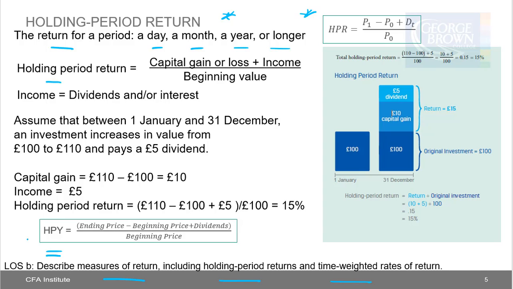So you can see I've also put it down here, HPY. Sometimes it's HPR or holding period yield, it doesn't matter, different nomenclatures, but simply it's the ending price minus beginning price plus the dividends divided by the beginning price. And as you can see, the ending price minus the beginning price is your capital gain or loss. Okay, so the holding period return, I like to often refer to it when I'm speaking quickly, as ending minus beginning plus dividends divided by beginning. Okay, that's the easy way.